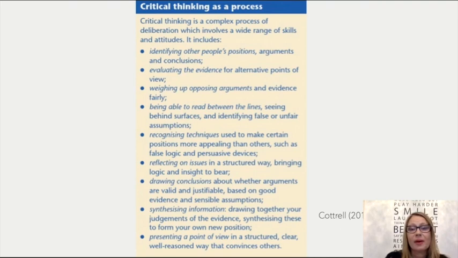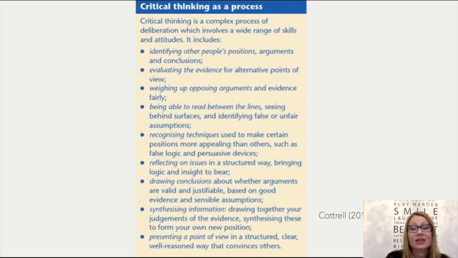You'll be weighing up opposing arguments and evidence fairly to ensure that you're objective with your work as much as possible. You really need to be able to read between the lines, seeing behind those surfaces, understanding if there's anything that perhaps really doesn't ring true, perhaps there's stereotypes attached or unfair assumptions being made.